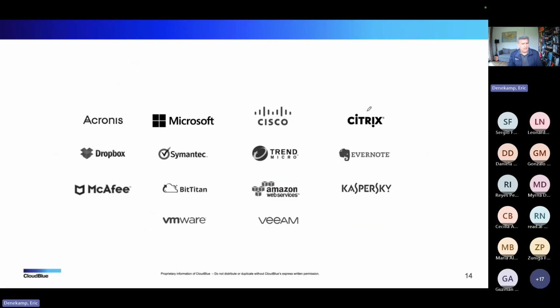Of course, here we are. We have a couple of examples of products that are onboarded. We see more and more willingness to onboard on Connect, our, let's say, fulfillment platform, to make sure that products can be sold through CloudBlue Commerce. So this list is expanding and expanding and expanding.